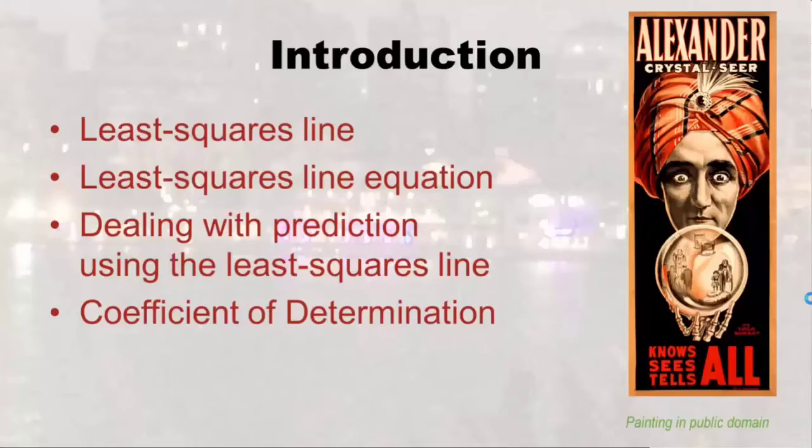So what I'm going to show you in this lecture is how we use statistics for prediction instead of this beautiful crystal ball. So we're going to start by talking about what the least squares line is, and then we're going to talk about the least squares line equation, which is the crystal ball thing we use only in statistics, okay? And then we're going to talk about dealing with prediction using the least squares line. And finally, we're going to talk about the coefficient of determination.